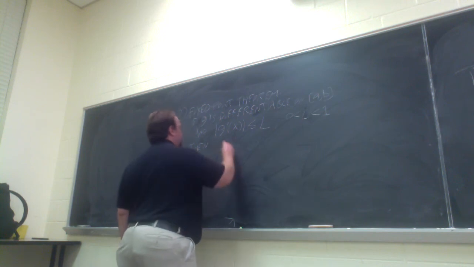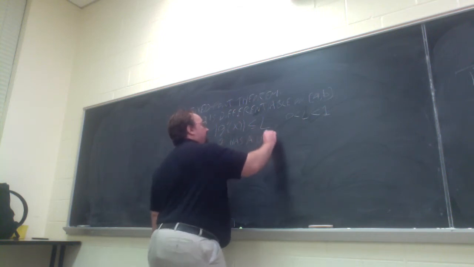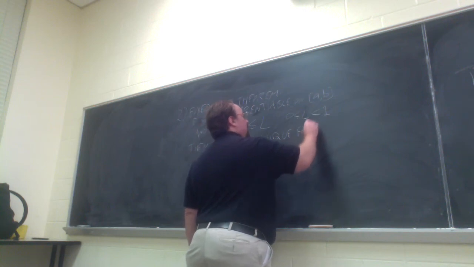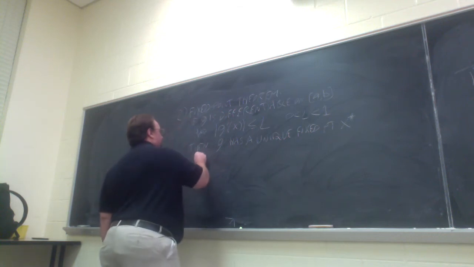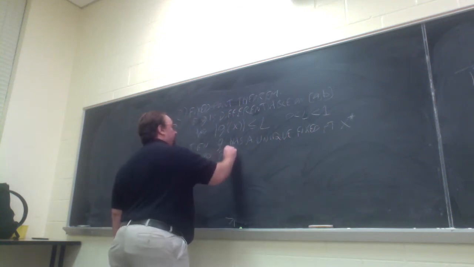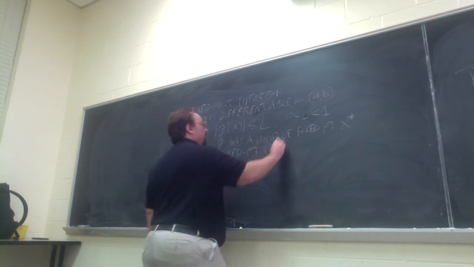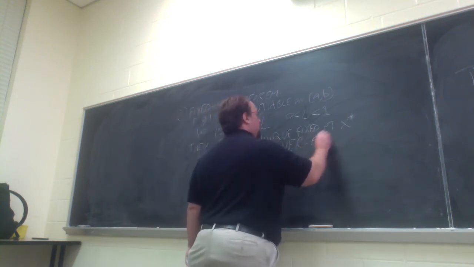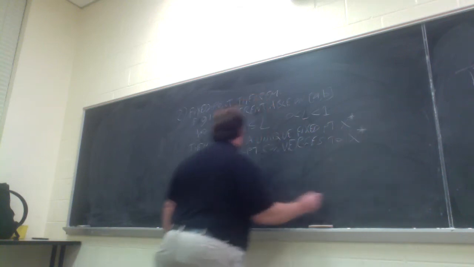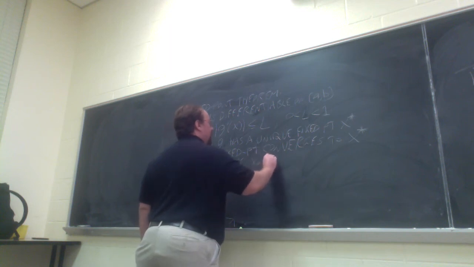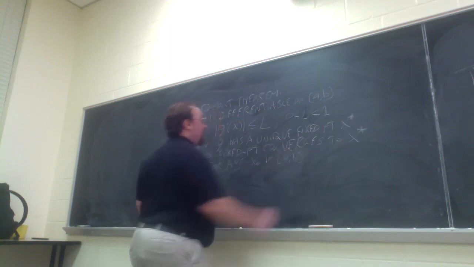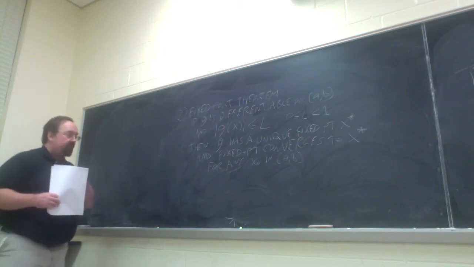And it says that, as before, G has a unique fixed point, x star, and fixed point iteration converges to x star for any initial guess x naught in AB. Okay. All right.